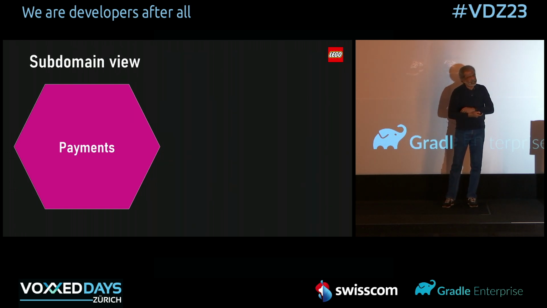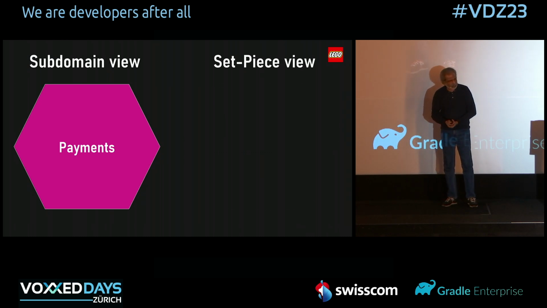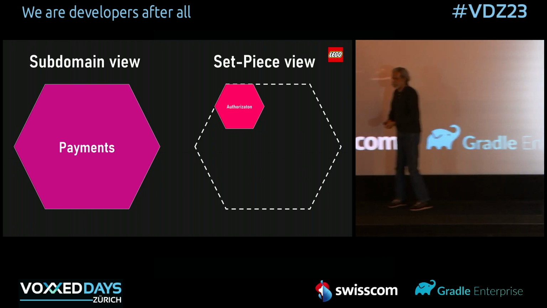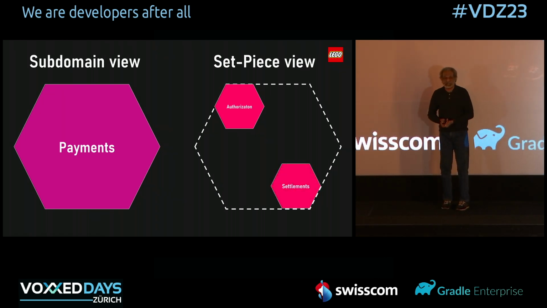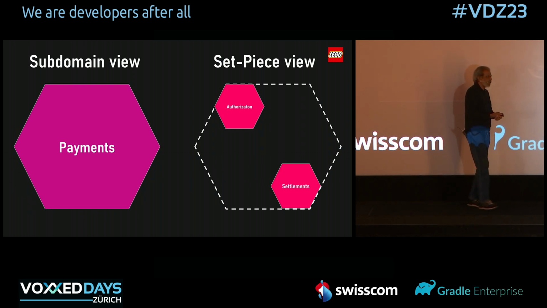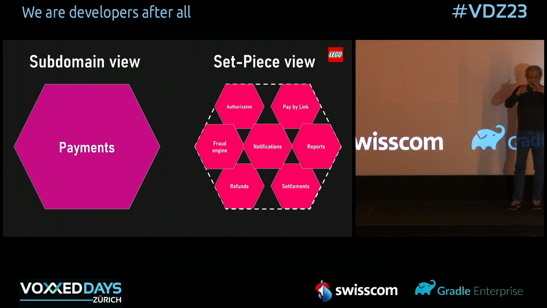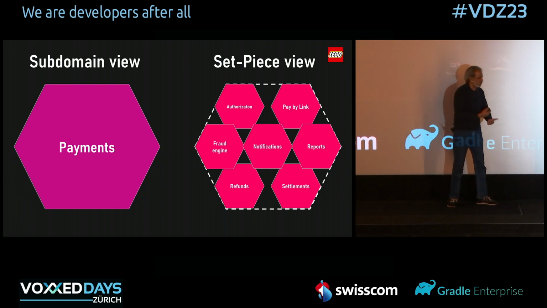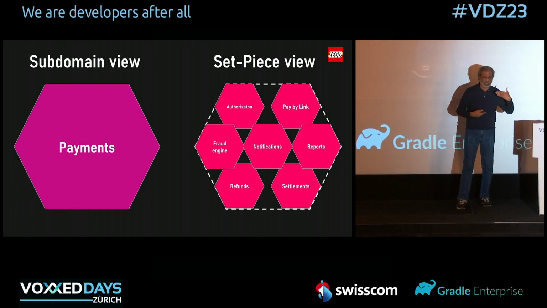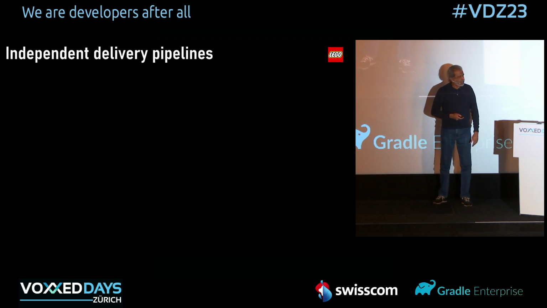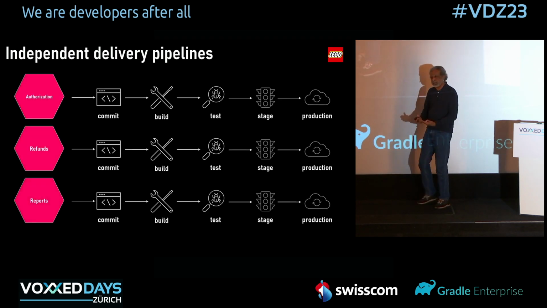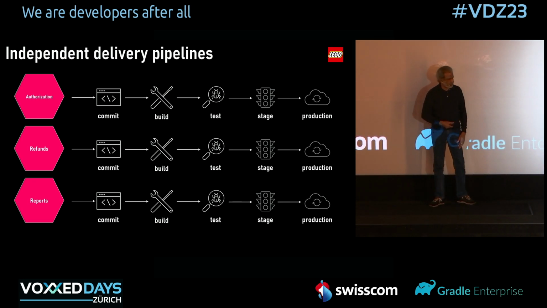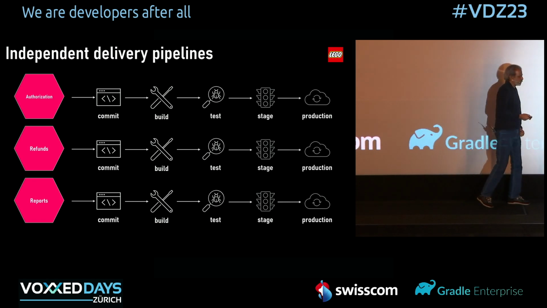If you apply the set piece view, you can easily see that this payments subdomain or bounded context can be broken down into a bunch of smaller microservices. But the important point is they all sit within that boundary. That is important. This is the set piece analogy I encourage engineers to look into. Now we have the independent deployment pipeline, so that engineers can work in isolation. They don't need to step on each other's toes and make a merge mess and things like that.